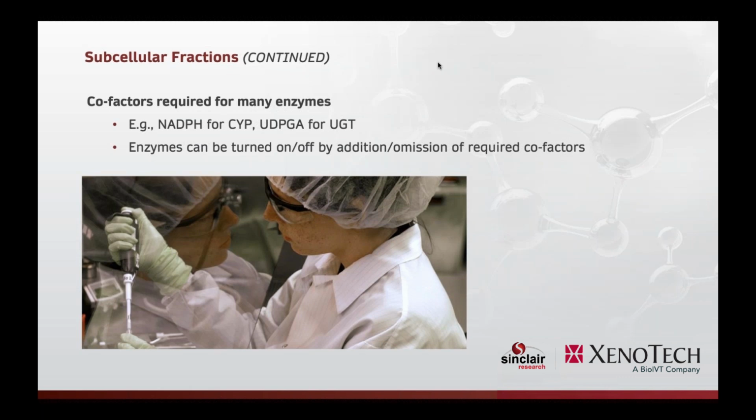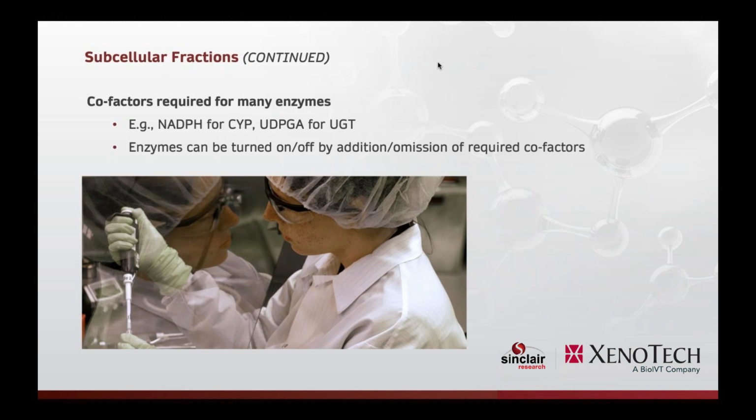So one thing about subcellular fractions, however, is since they are not living cells, many of the enzymes require cofactors to become active. For example, NADPH has got to be added to the subcellular fractions to activate the CYP enzymes, or UDPGA for UGT enzyme activity.